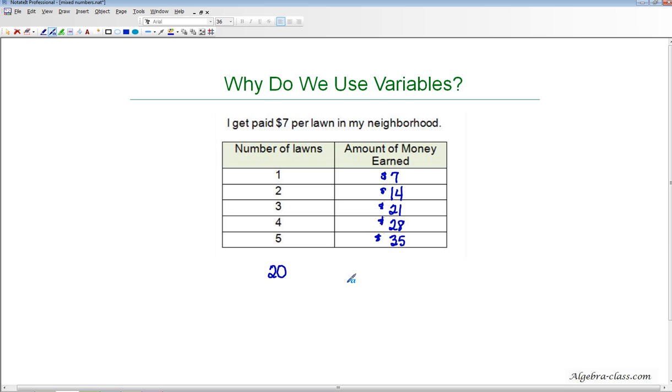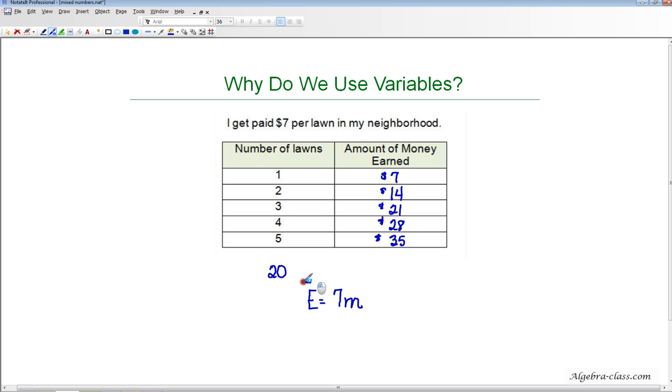And I want to figure out how much money I'm going to make. Do I continue my little chart here? Because that would take a long time. Or do I come up with an algebraic equation and say that my earnings are equal to $7 times the number of lawns that I mow?